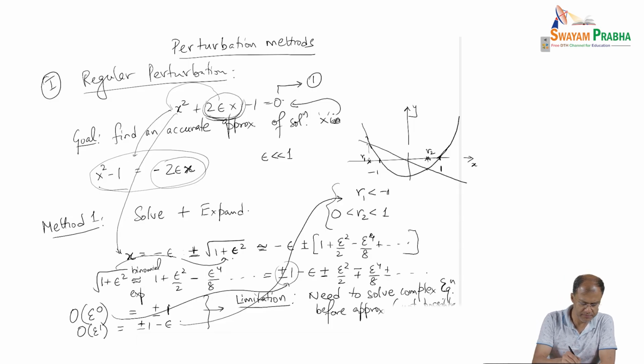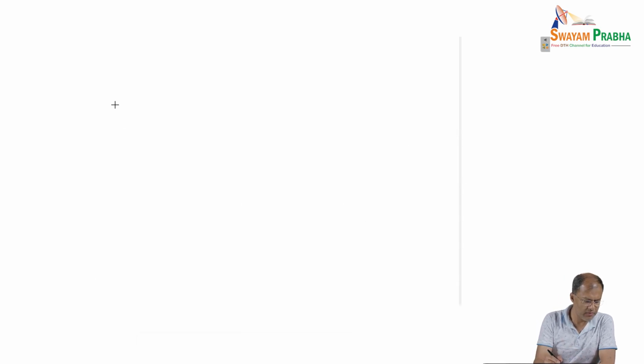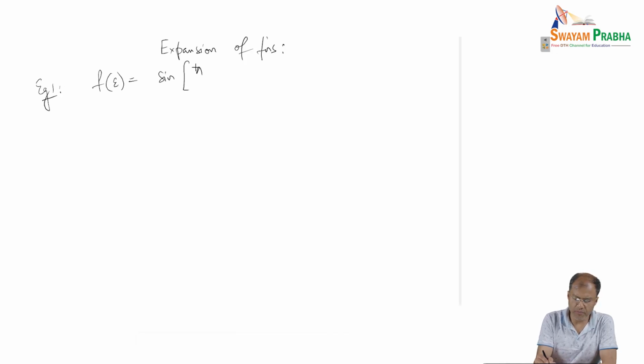So now, in regular perturbation we should be able to understand what the expansions of the functions are. So let us look at some common expansions which will aid us in using this method in solving problems. So let us look at some common expansions of functions. The first example is f of epsilon is sine of pi by 6 plus epsilon, right?